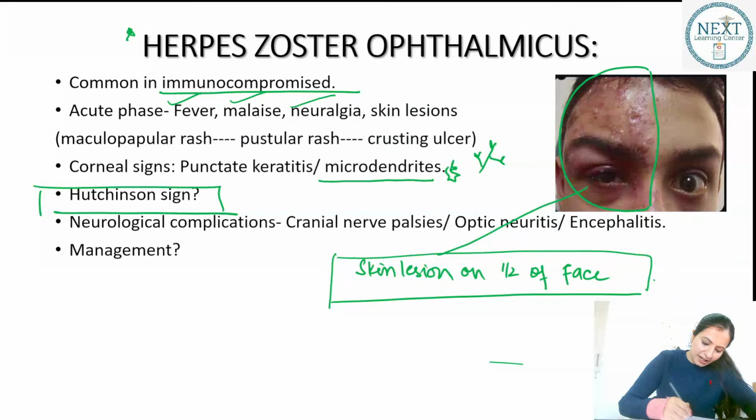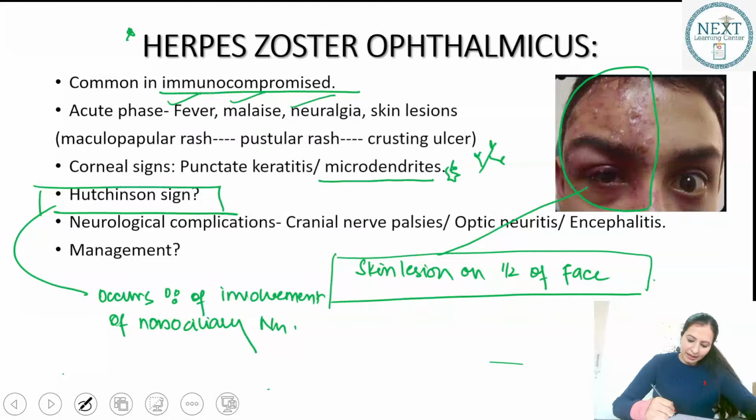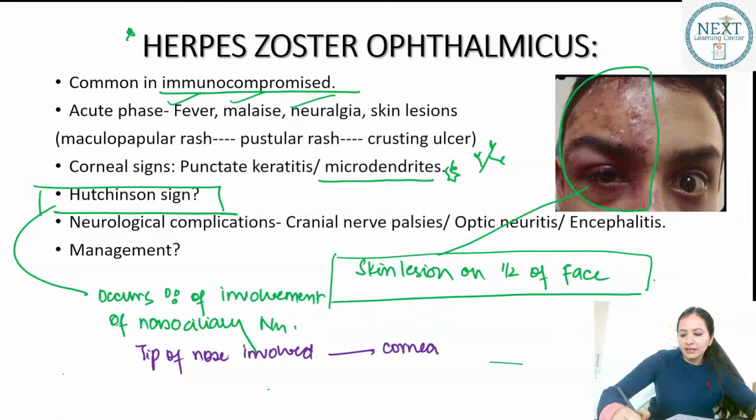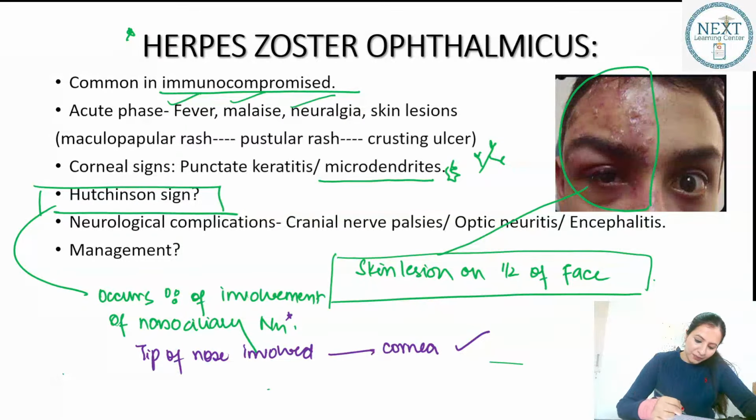Talking about Hutchinson sign. So Hutchinson sign occurs because of the involvement of the nasociliary nerve. Now, what happens is, they say that if the tip of the nose is involved, then involvement of the cornea is there. Why? Because the nasociliary nerve will supply both the tip of the nose and the cornea. The management is high dose antivirals.